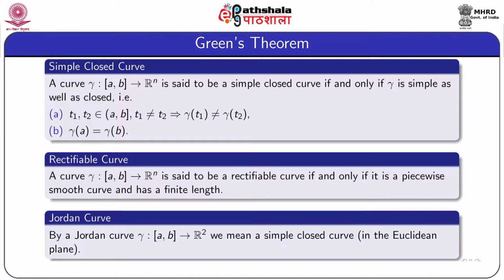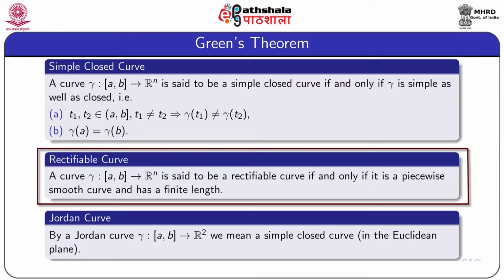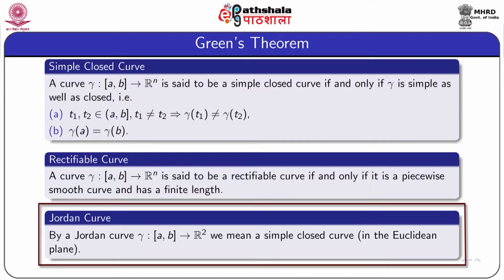Next, rectifiable curve. A curve gamma from AB to Rn is said to be a rectifiable curve if and only if it is a piecewise smooth curve and has a finite length. Finally, Jordan curve. This is more important for us. By a Jordan curve gamma from AB to R2, so here the codomain is the Euclidean plane, we mean a simple closed curve.